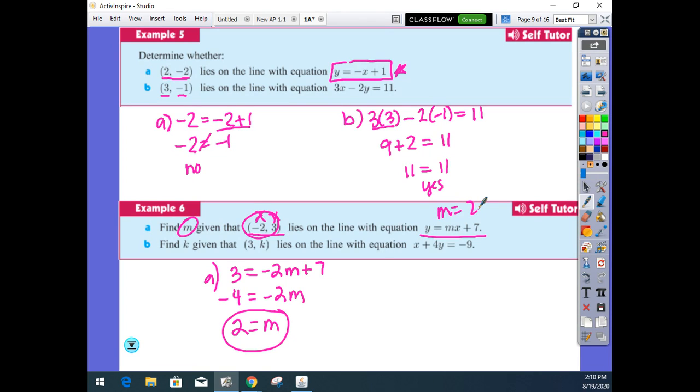All right, so for letter B, find k. This time this is my variable. So the x is 3 plus 4, y is k, equals -9. We have one equation with one variable. I'm just solving for that particular variable. So subtract 3 from -9, which is -12. Divide by 4. k is -3. And that's the end.